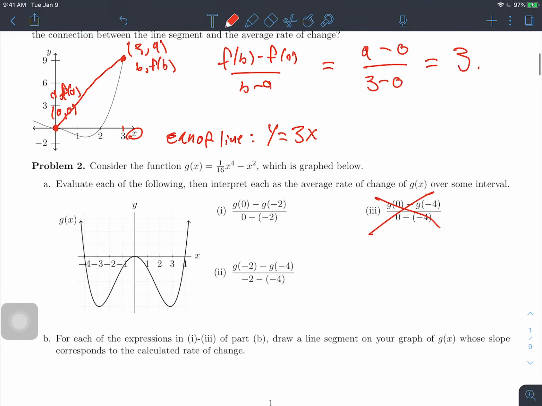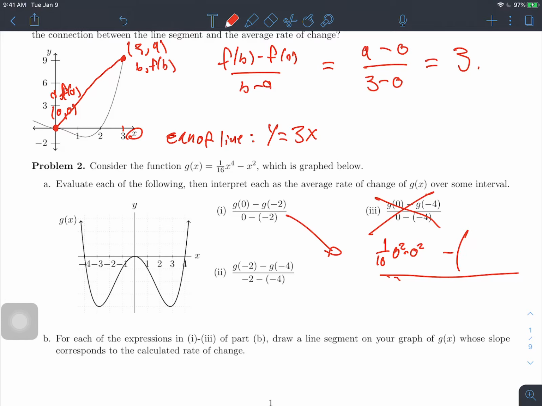All right, so we have this function now, g has changed. It's 1 over 16 x to the fourth minus x squared, which is graphed below. And we want to evaluate each of the following and interpret each as the average rate of change of g of x over some interval. Okay, so let's just do this one first. So if I want to plug in g of 0, that just means I plug in 0 into this thing. So this is going to be all one big fraction. g of 0 is going to be 1 over 16 times 0 squared minus 0 squared. That's all equal to 0.